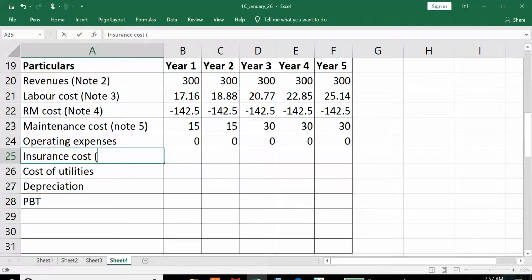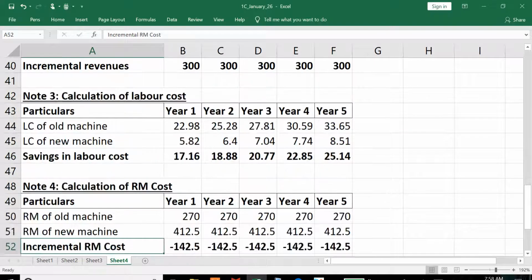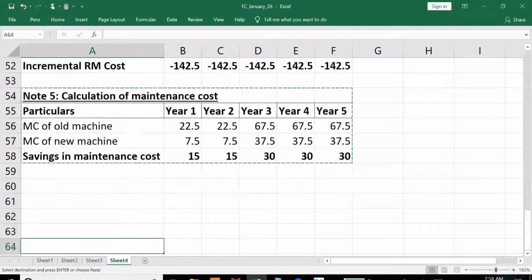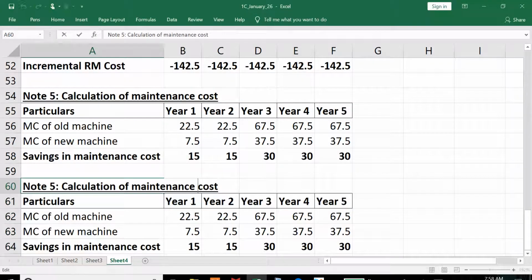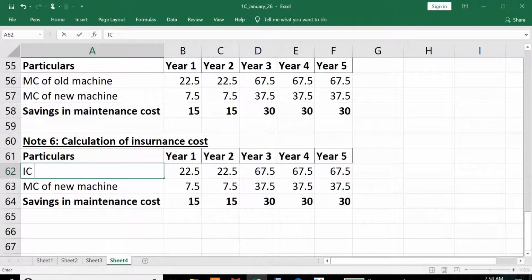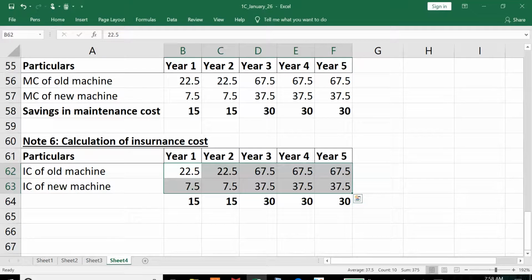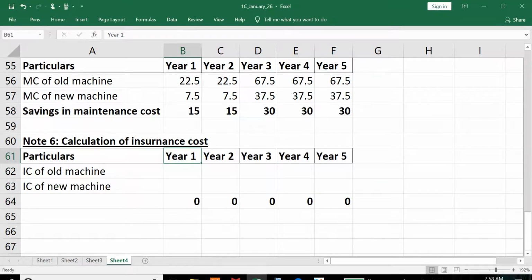Insurance is going to be note 6. Operating expenses is 0. Insurance cost of old machine, insurance cost of new machine, and we'll see whether there's a savings or extra cost.